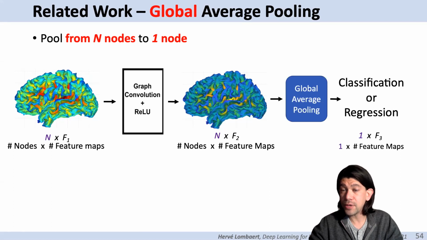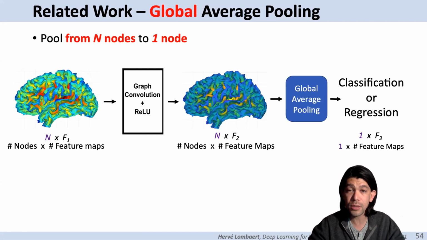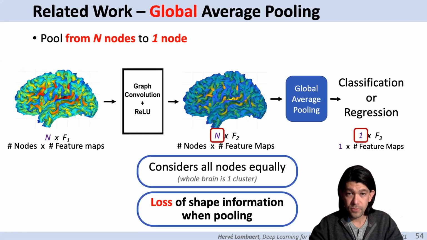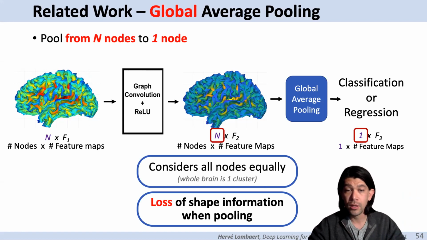If you want to do a classification or regression all the way down to one parameter, one output, for example one feature of one dimension, then in that case you would get from n endpoints to one dimension, one output. That's okay, but that's a major aggregation that we're doing here, a major pooling from n to 1. You consider all the nodes equally here. It considers the whole brain as basically one entity, one cluster.